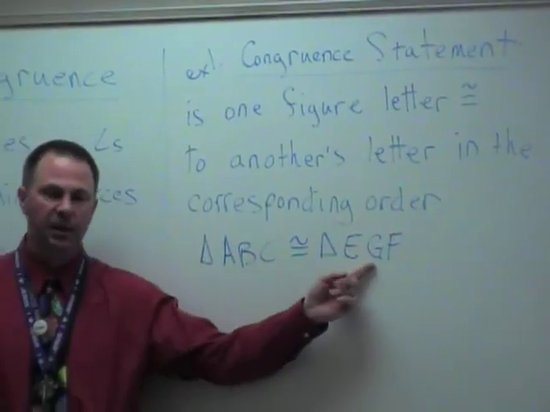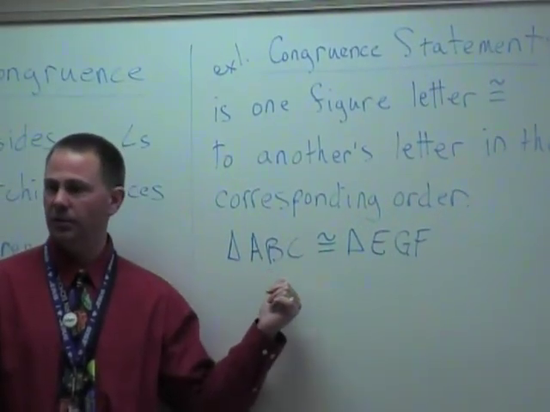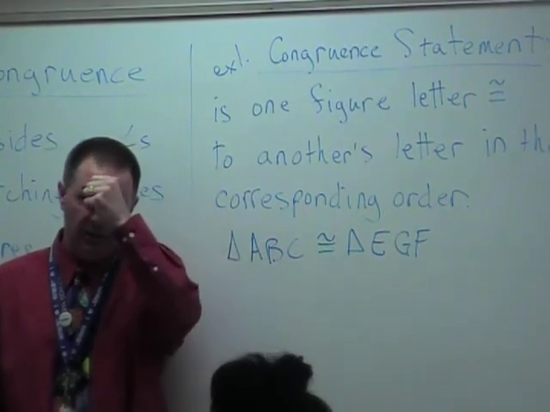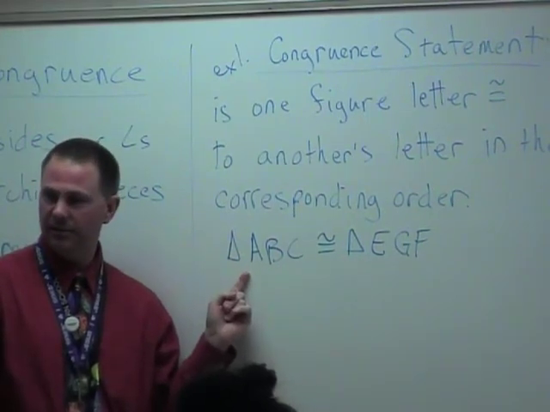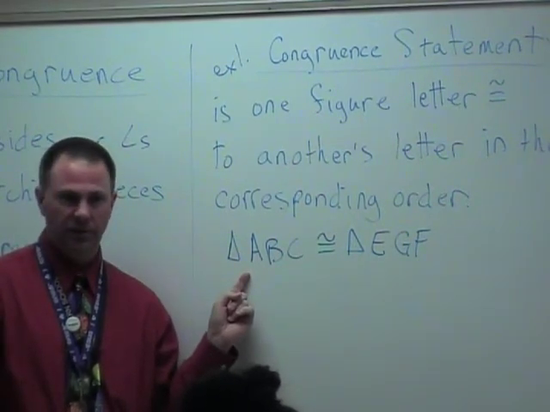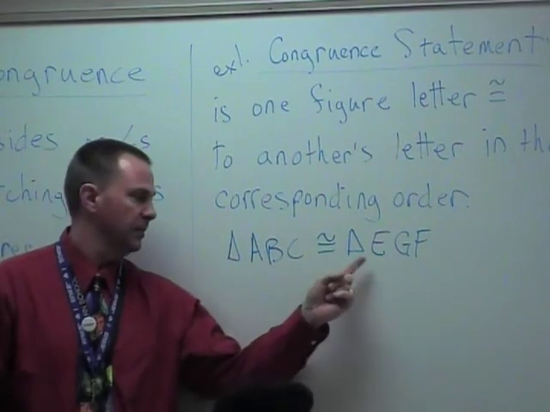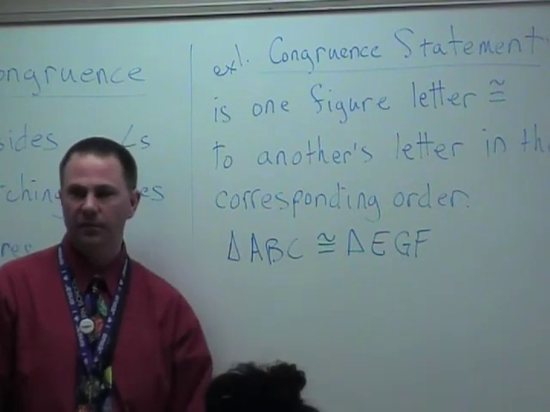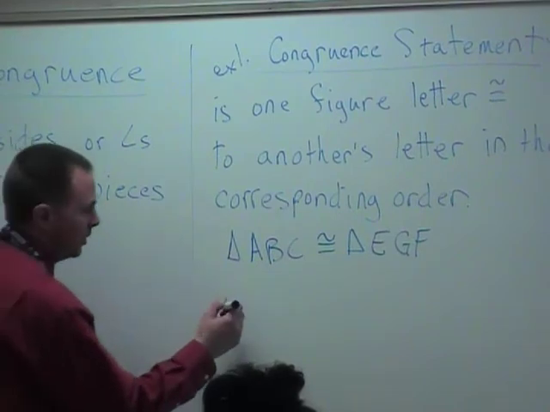Notice this is not alphabetical. This is just because that's the way I drew it. I'm going to draw the picture here in a minute. But this tells me these things. That vertex A in this triangle matches up with vertex E. B matches up with G, C to F. Which means this. This is really what I'm talking about.